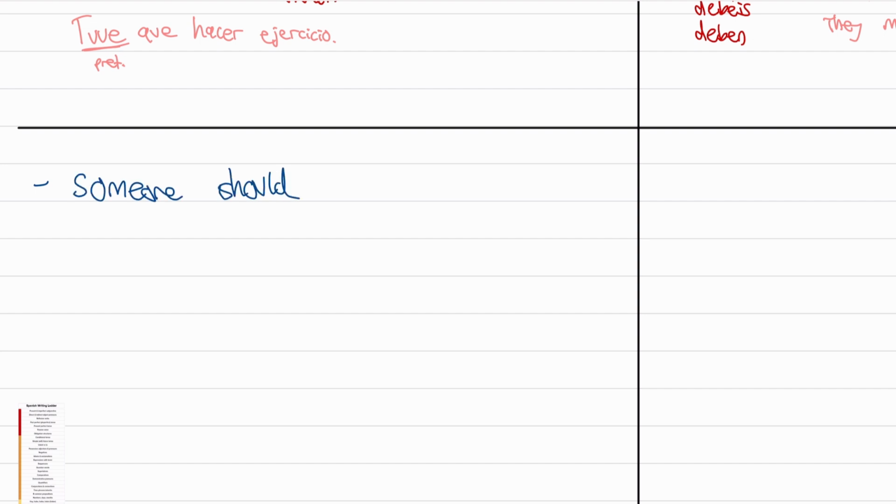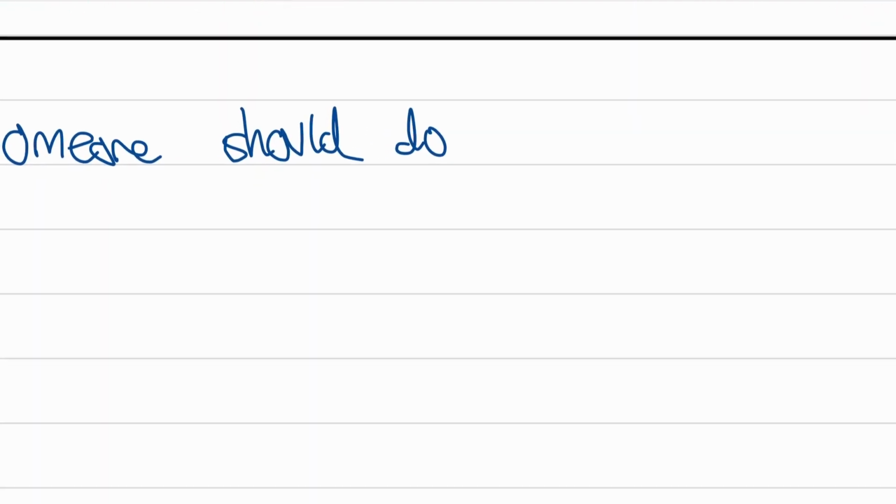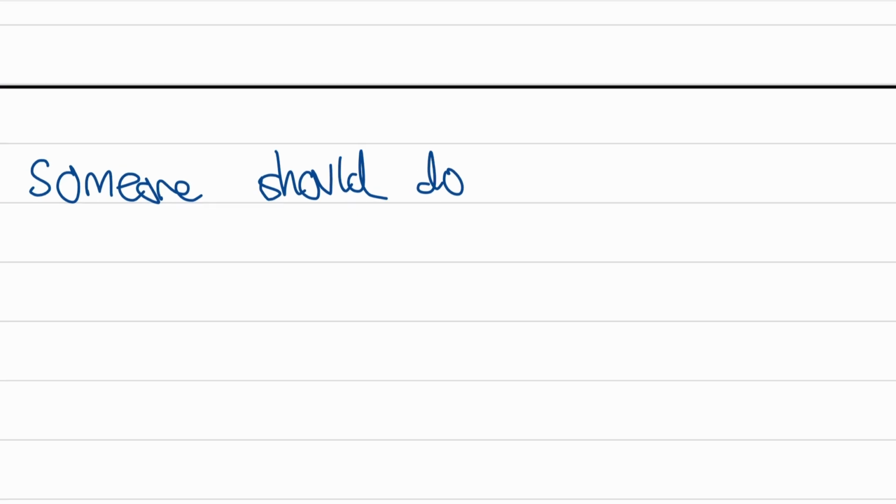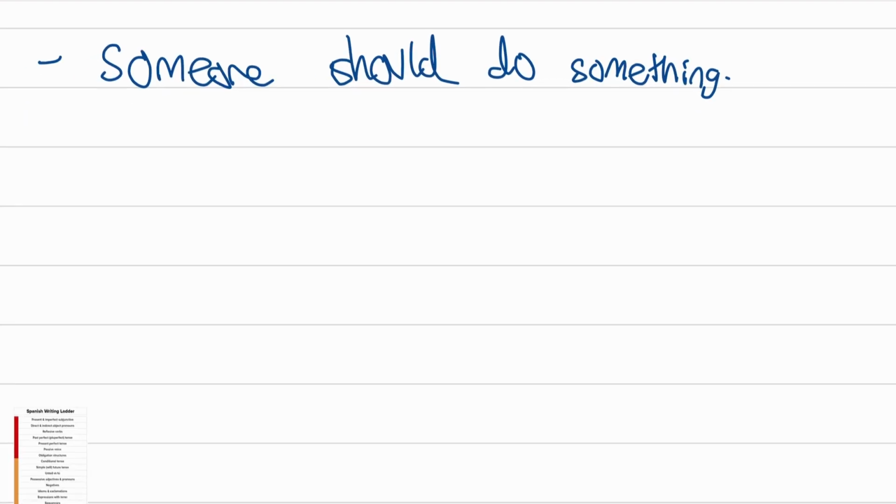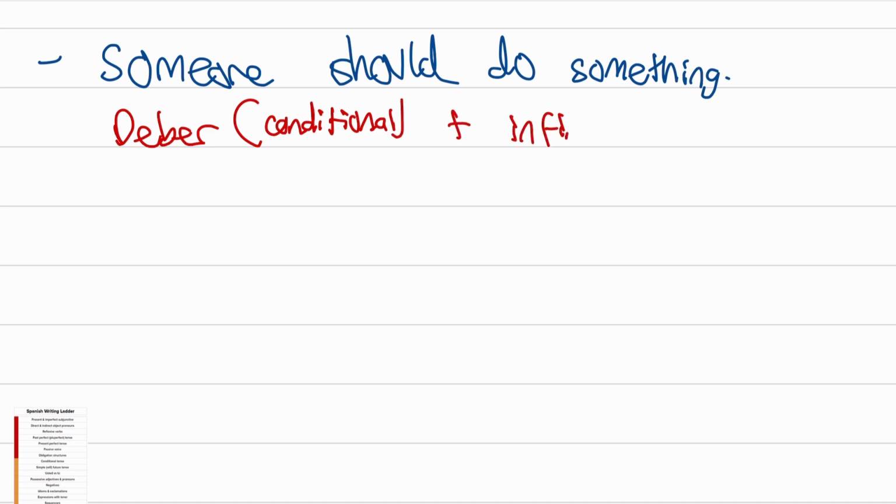Should being like a moral obligation, right? That's what should connotes. It's sort of like you don't have to do something, you should do it. So should do something. And this structure is again using deber, but we're gonna use it in the conditional. So deber, I'm gonna write bracket conditional. In the conditional tense, which I'll go through the endings and stuff in a second. So deber conditional plus the infinitive again.